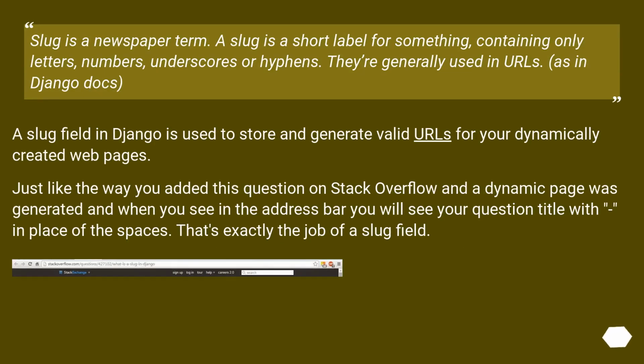Slug is a newspaper term. A slug is a short label for something, containing only letters, numbers, underscores or hyphens. They're generally used in URLs. As in Django docs, a slug field in Django is used to store and generate valid URLs for your dynamically created web pages. Just like the way you added this question on Stack Overflow and a dynamic page was generated, and when you see in the address bar you will see your question title with hyphens in place of the spaces. That's exactly the job of a slug field.